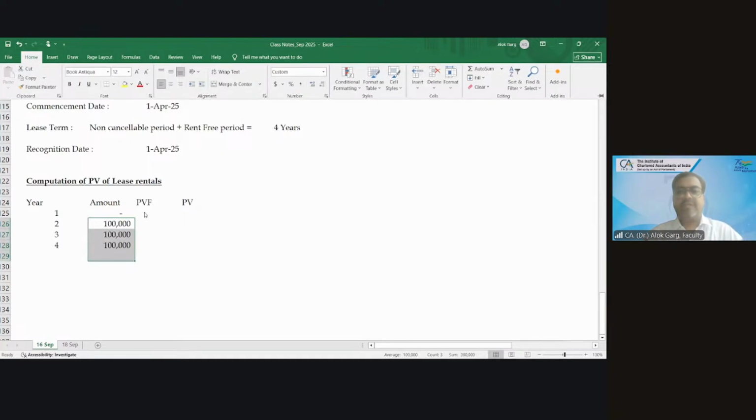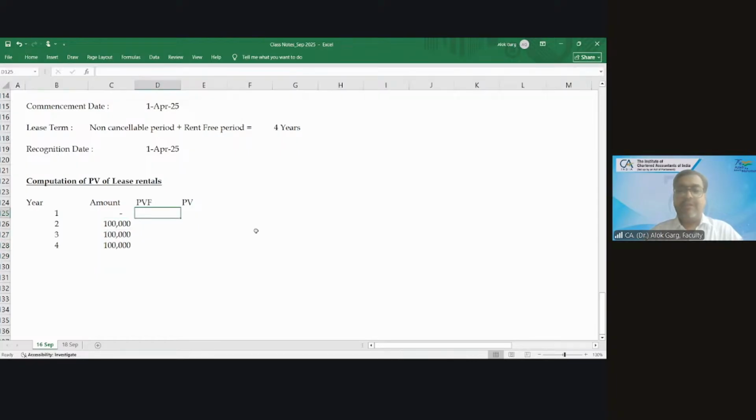Yes, 1 lakh from the second year, third year, fourth year. What is the present value factor in the first year? On the commencement date, you need to see the present value factor on the commencement date. One. For this amount which has to be paid by end of the first year, what is the present value factor? 1 divided by 1.1.